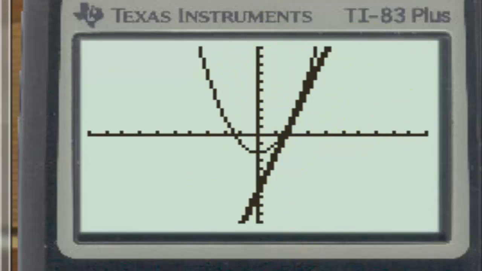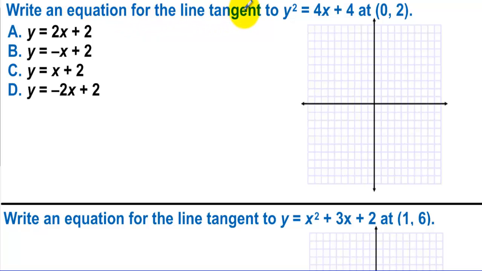That's a tangent line. Write an equation for the line tangent to y squared equals 4x plus 4 at (0, 2). Well, we have the parabola y squared is equal to 4 times x plus 1. The vertex is (-1, 0). So (-1, 0) right there. This parabola opens to the right or the left, and since p is positive, it opens to the right. 4p is equal to 4. That makes p equal to 1. So that puts us right back at (0, 0).